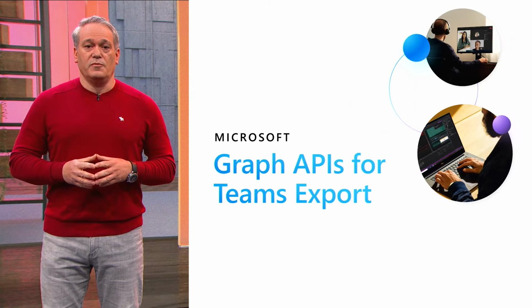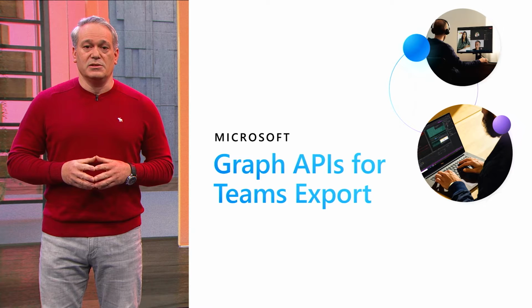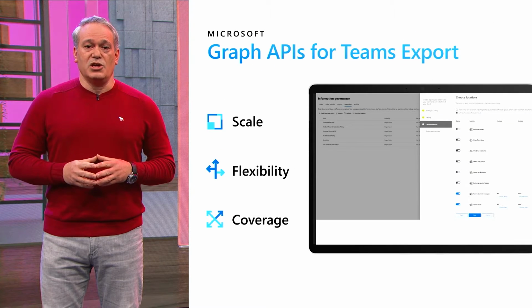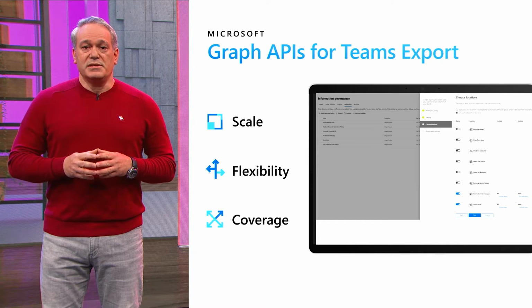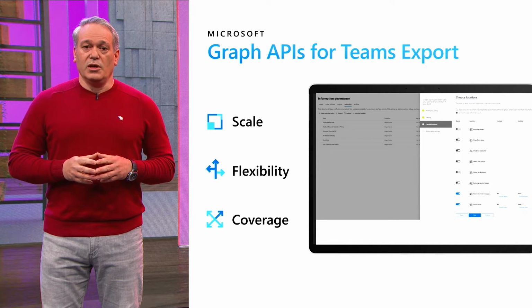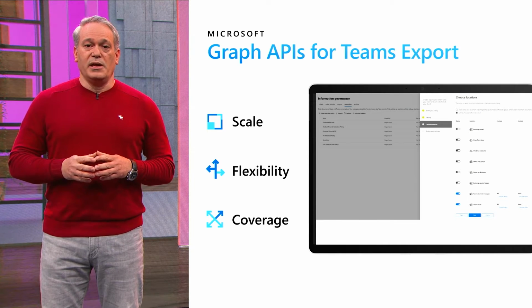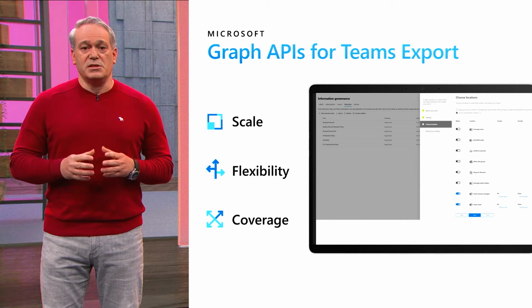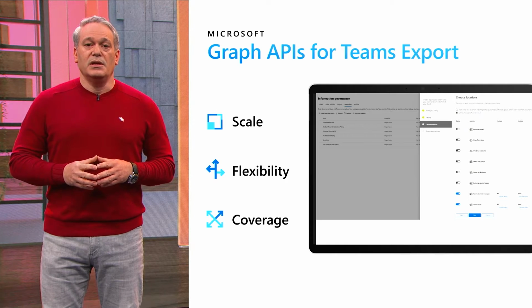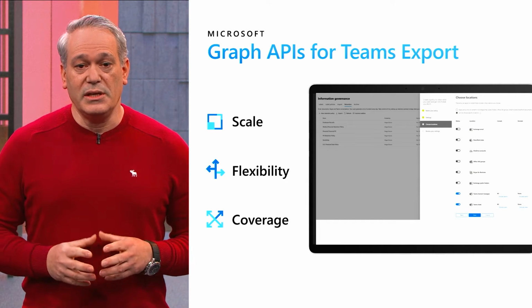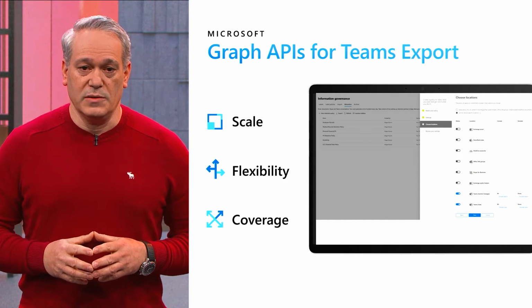Switching gears, let's talk about Graph APIs for Teams export for compliance, archiving, and similar applications. Graph APIs for Teams export allow for bulk access to channel and chat messages. A single export API endpoint gets all channel messages for a specific team, and a single export API endpoint gets all chat messages for a specific user. This allows for scale, flexibility, and coverage for your application.